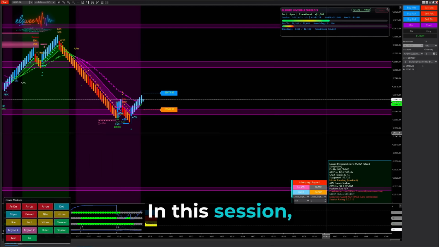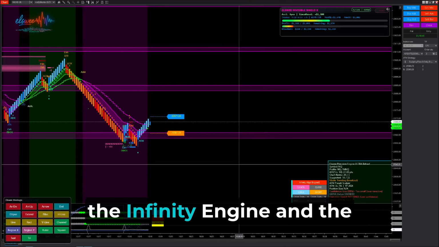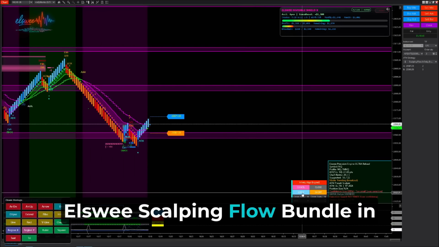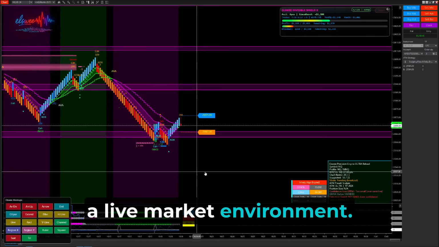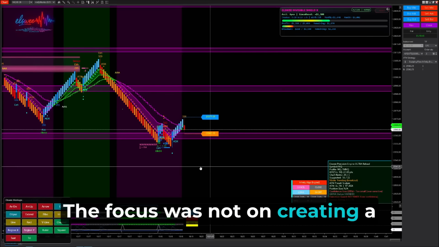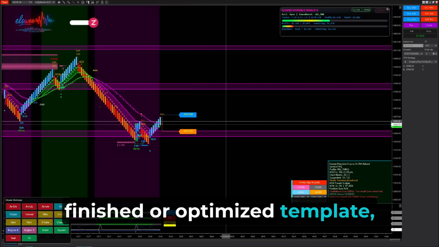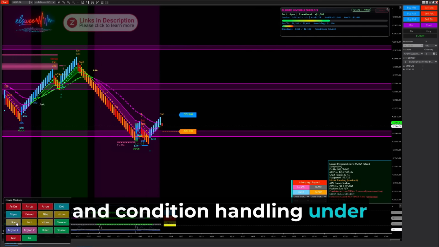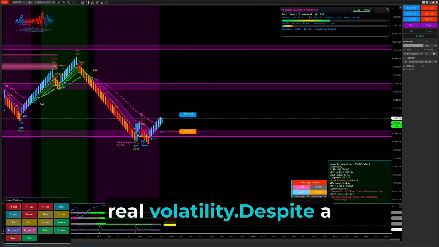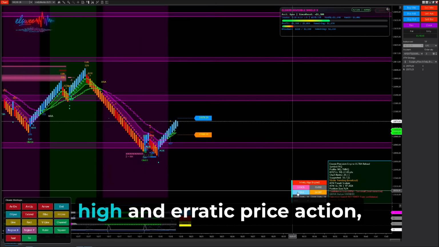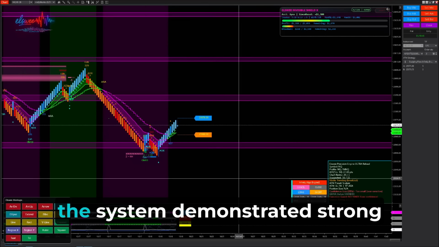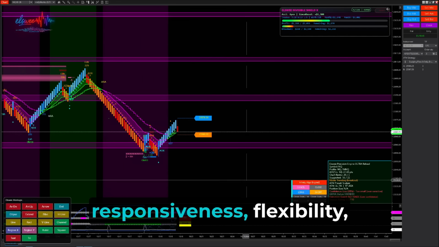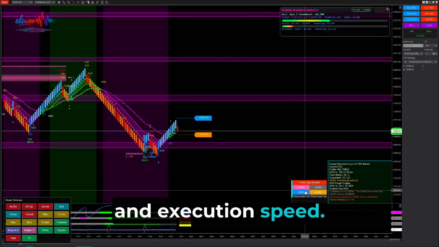In this session, I tested the integration between the Infinity engine and the Elswee scalping flow bundle in a live market environment. The focus was not on creating a finished or optimized template, but on validating behavior, execution flow, and condition handling under real volatility. Despite a challenging session marked by high and erratic price action, the system demonstrated strong responsiveness, flexibility, and execution speed.